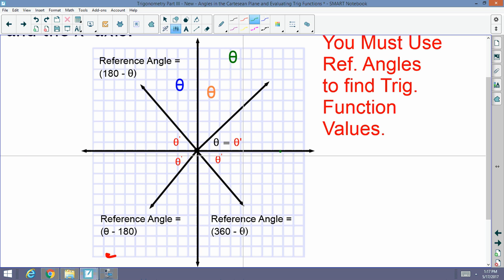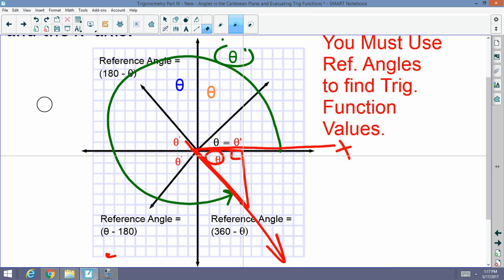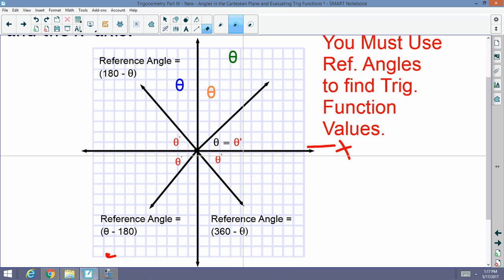green. Bam. Green is my theta, but that's not my reference angle. My reference angle is right here. Why? Because the reference angle is formed between the x-axis and the terminal side. You guys with me here? So I always tell my students, remember a bow tie. The inside parts of the bow tie are my reference angles.